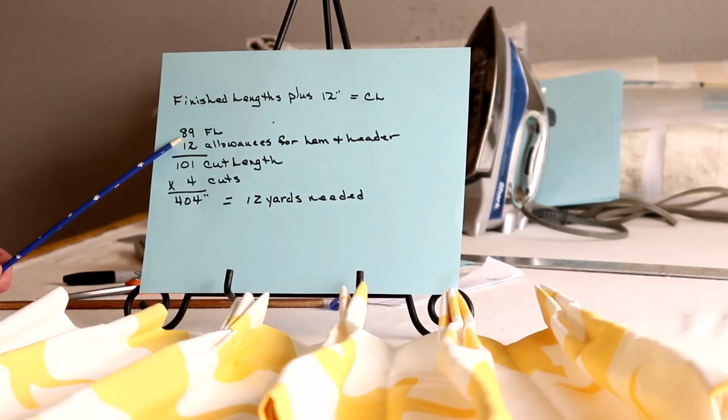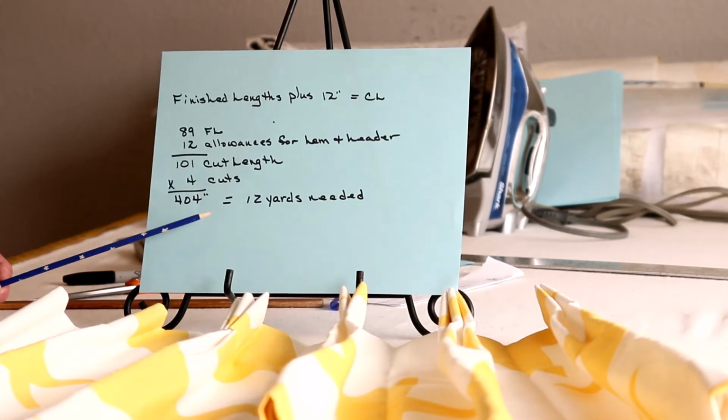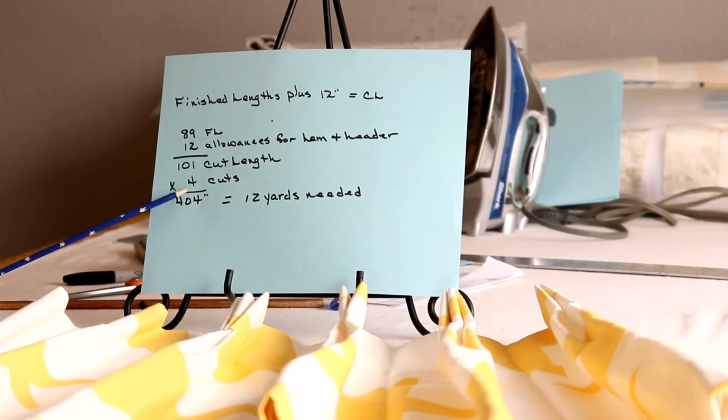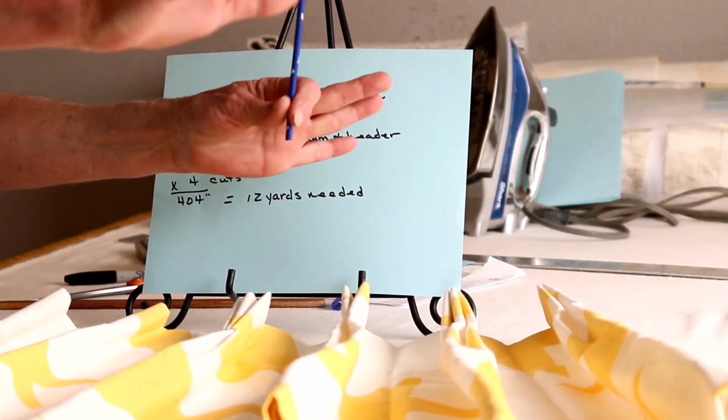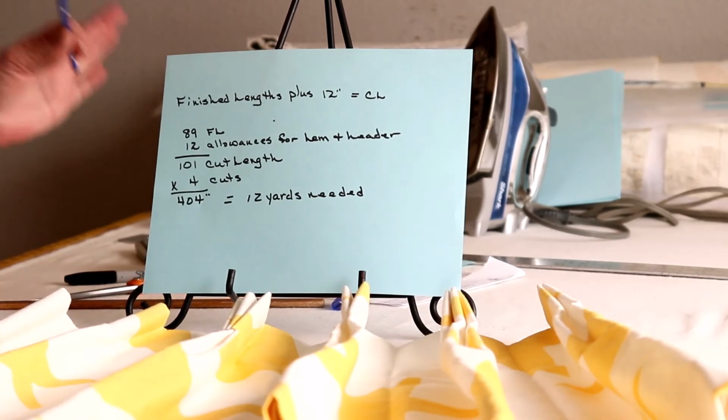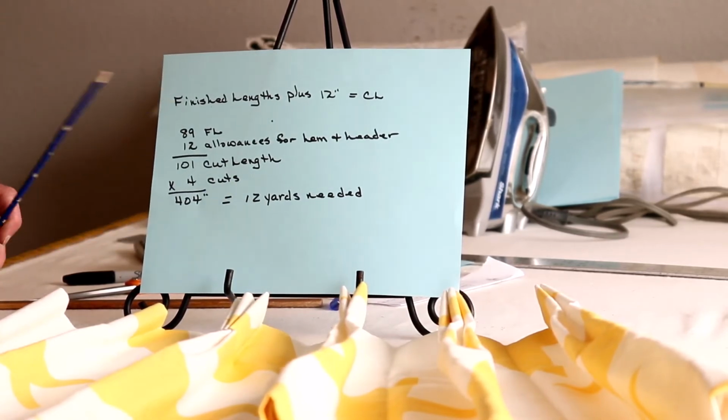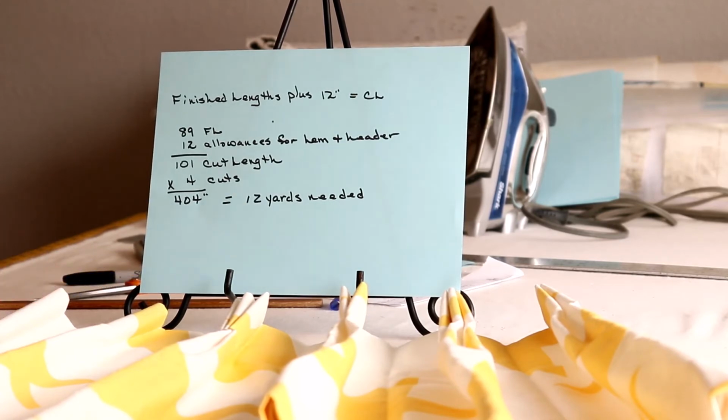So 89 is our finished length, add 12, gives us a cut length. Cut length, very important. You got 2 sets of figures, your finished and your cut. So it gives you a cut length of 101, and with the last page we determined we need 4 widths, so 101 inches is our cut length times 4 cuts comes to 404 inches. Divide that 404 by 36, because when you buy a piece of fabric, you get the whole width, 36 inches all the way across. So you divide that by 36, means we need 12 yards to do that project.